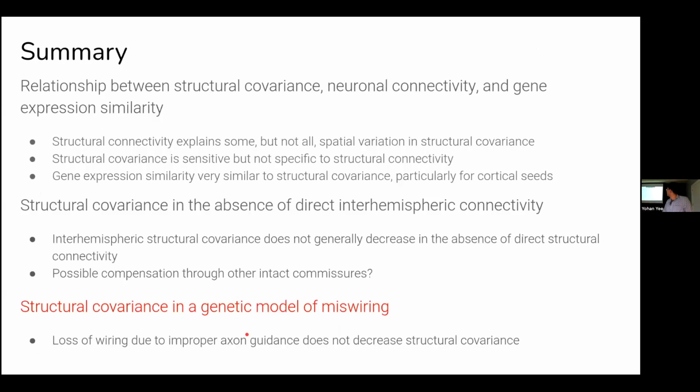So in summary, in this genetic model of miswiring, you don't see a change in structural covariance. So to us, again, the sample size is small, but collectively these experiments all converge to the same idea that wiring isn't necessary for the formation of structural covariance.